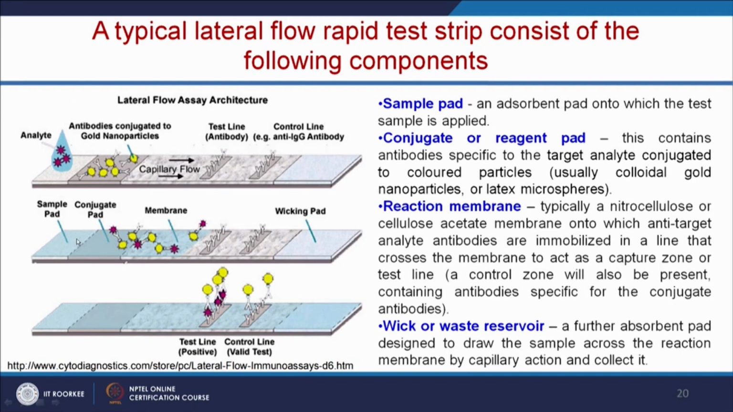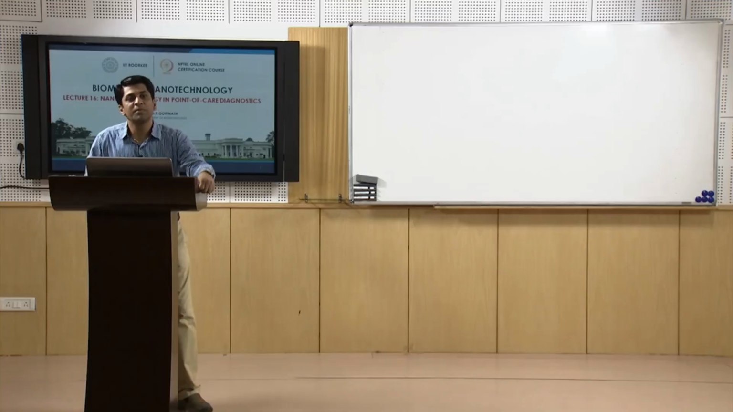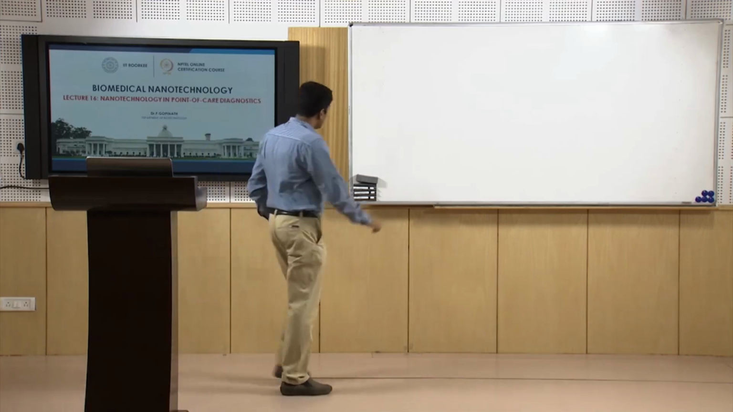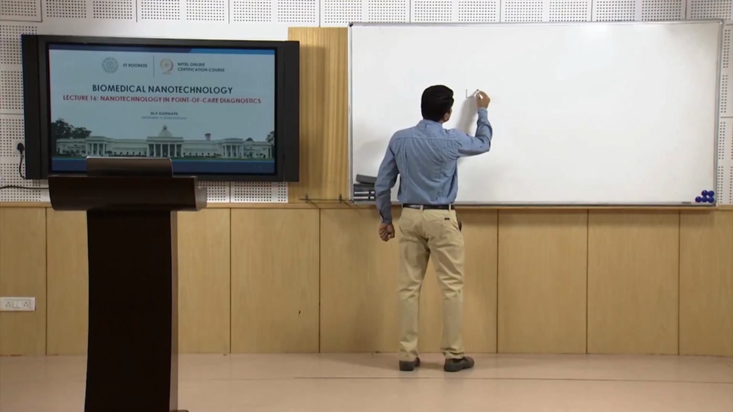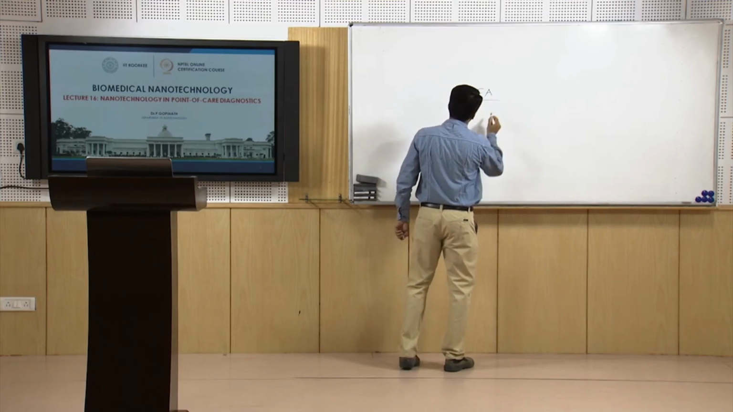When you add the sample, the antigen present in the sample will bind with the antibody in the conjugate pad, and it will move towards the test line. In the test line, this antigen will be sandwiched between 2 antibodies. All the unbound antibody will move to the control line where the antibody reaction will happen. Let me explain the lateral flow assay one more time in detail, because most of the commercial kits are based on lateral flow assay.